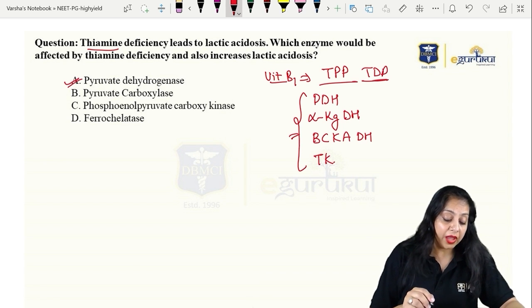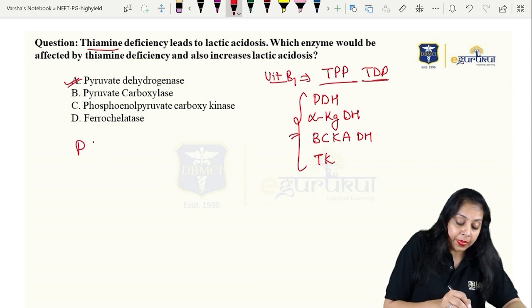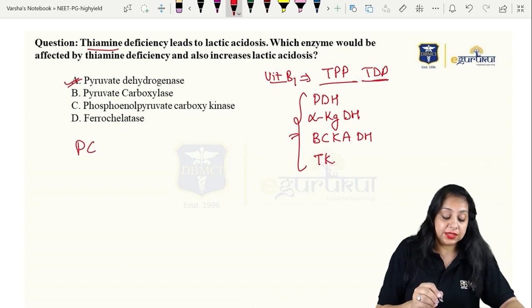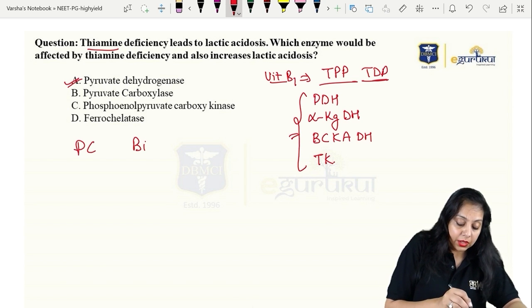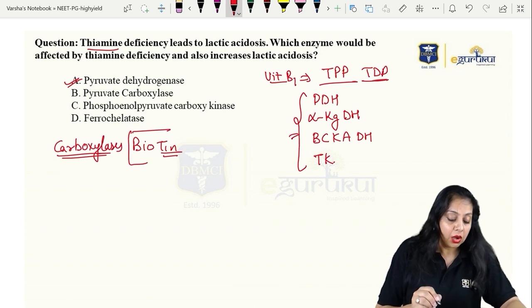What else do you have? The pyruvate carboxylase, phosphoenolpyruvate carboxykinase, PC, PEPCK, right? PC, and all these carboxylases, they require biotin. I should write this, carboxylases. This was one asked. They require cofactor biotin, right?